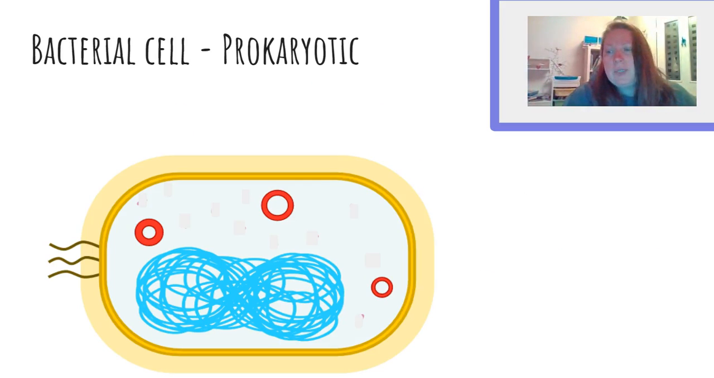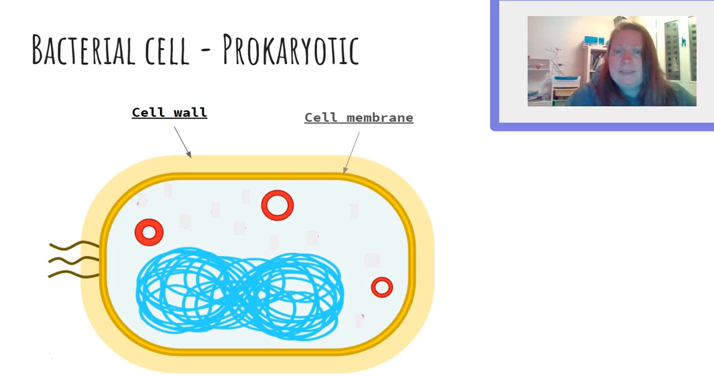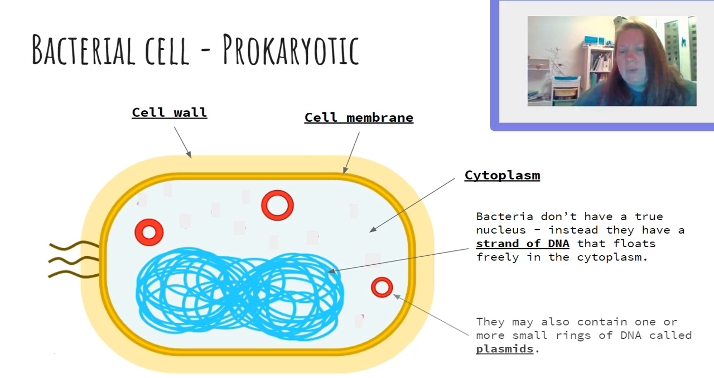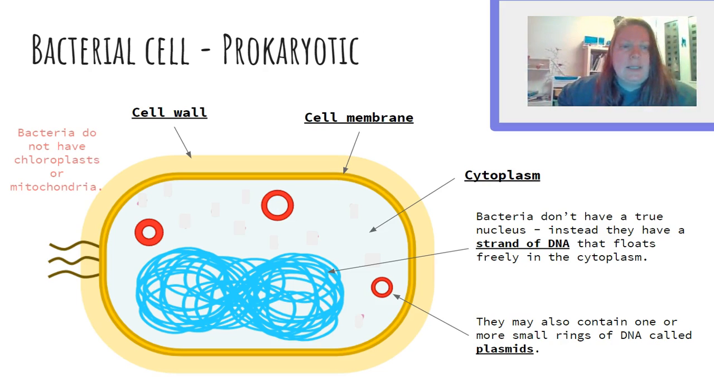Bacterial cells are much smaller. Bacteria are prokaryotes, so they're made with prokaryotic cells. Here is what a bacteria cell might look like. They have a cell wall and a cell membrane and cytoplasm as the other 2 cells have, but they're slightly different in the fact that they don't have a true nucleus. Instead, they have a strand of DNA that floats freely in the cytoplasm. They may also contain 1 or more small rings of DNA called plasmids.